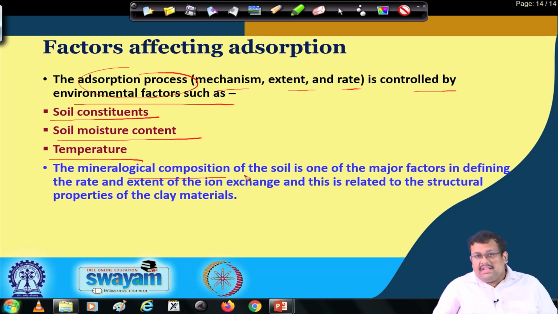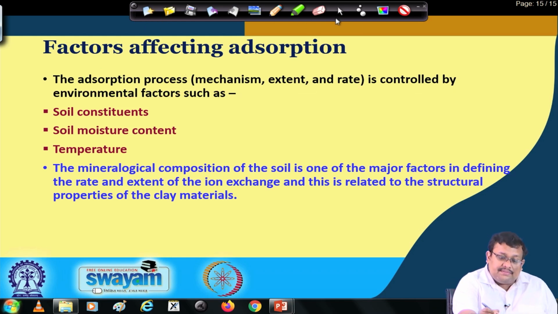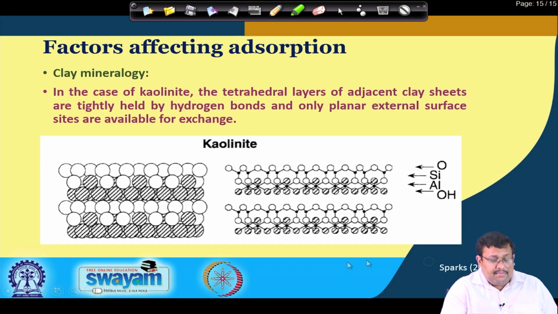We have already known that the structure of the clay minerals varies from one another, and due to the variation in the structure, obviously the mineralogical composition also differs, and as a result of the change in the mineralogical composition and their structure, their adsorption characteristics also differ from each other. Let us see some examples. Although we have discussed them, let us see some specific examples.